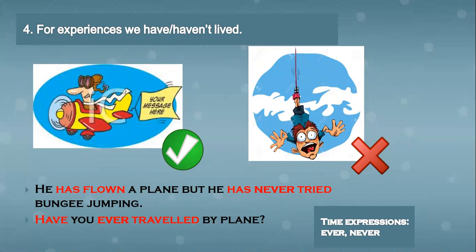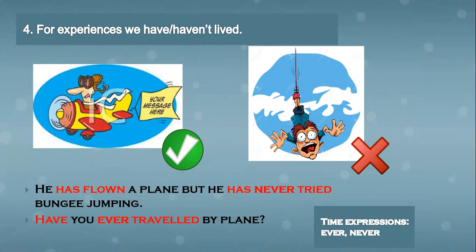That means, yes, he did try to control the plane by himself and flew it, but he didn't try to jump off of a bridge by being tied to a rope. That's bungee jumping. So he did try a certain experience, but he didn't try another one. So how do we say it? We say he has flown a plane, but he has never tried bungee jumping.